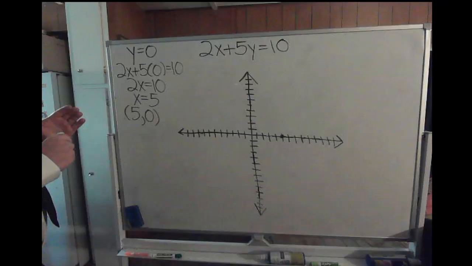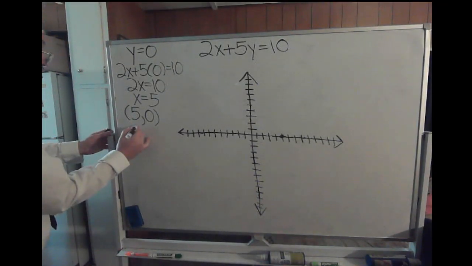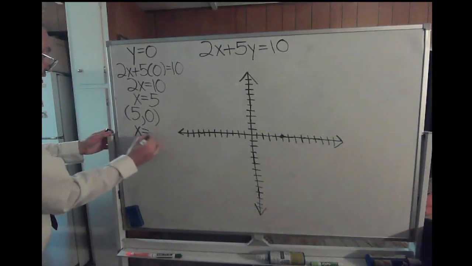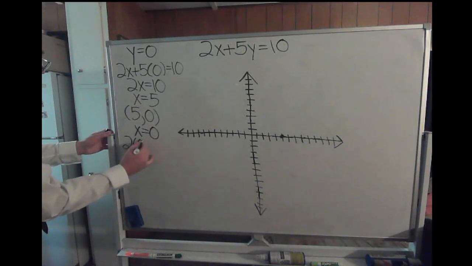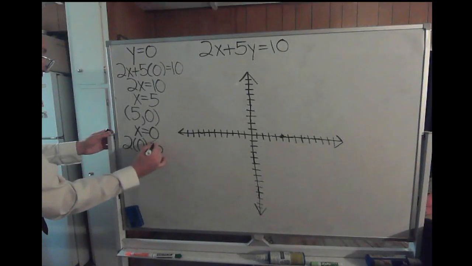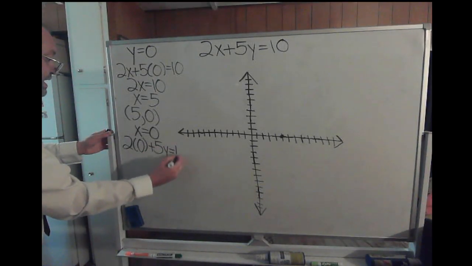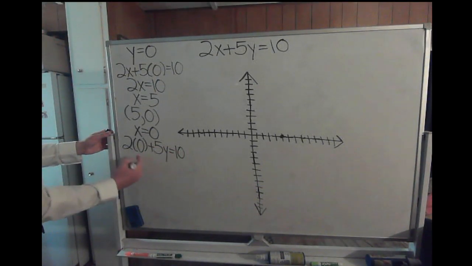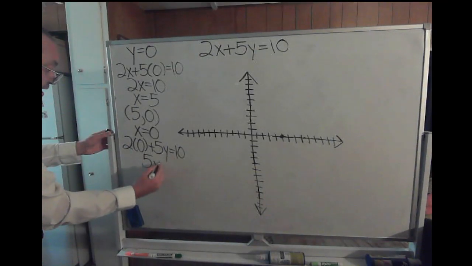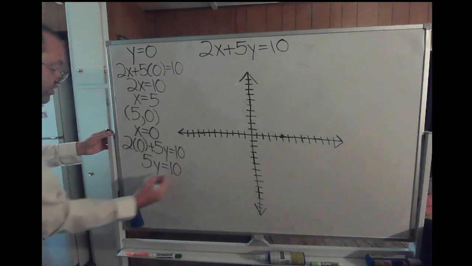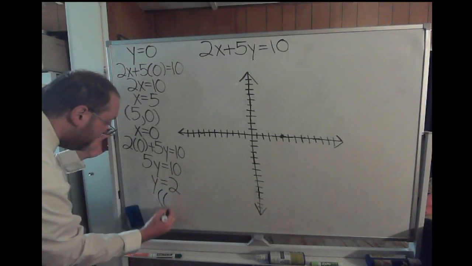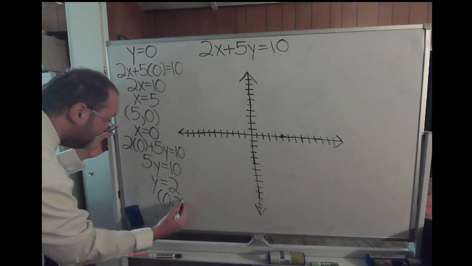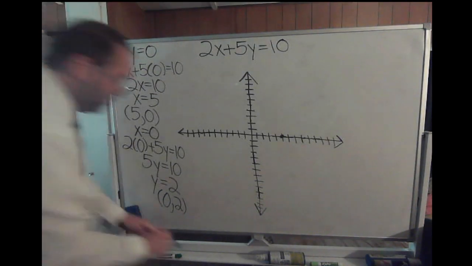We want to find the y-intercept, so we've got to set x equal to 0. So when x is 0, put that into the equation. You'll get 2 times 0 plus 5y equal to 10. 2 times 0 is 0, so you just have 5y equals 10, which means y equals 2. So you get the ordered pair 0, 2. So let's go ahead and plot 0, 2.